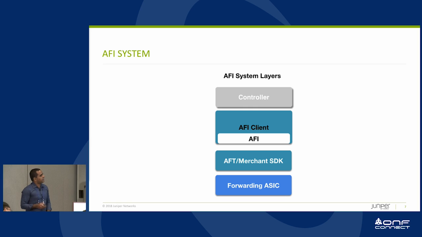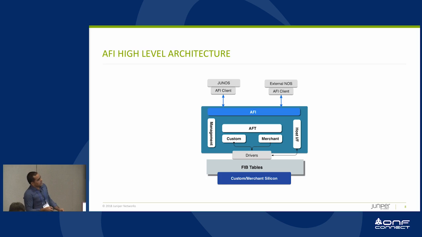So what's AFI? This is a 10,000 feet view of the layering of AFI. At the top, we have the controller. Then we can write an AFI client using AFI, and below that, we can bring in our forwarding toolkit or merchant SDK to support our platforms, which are built on merchant SDK. And then below that, we have the forwarding ASIC. So it doesn't give you all the details, but this is how it broadly looks. A little bit more detail here. AFI is the interface which we use to build clients, third-party clients, which customers can build or we can build for them, and internally we use it for Junos.